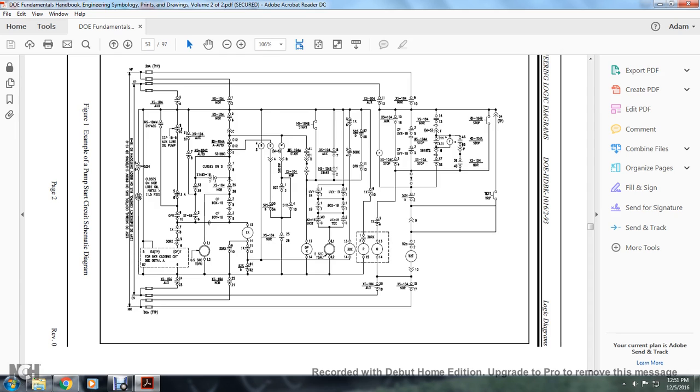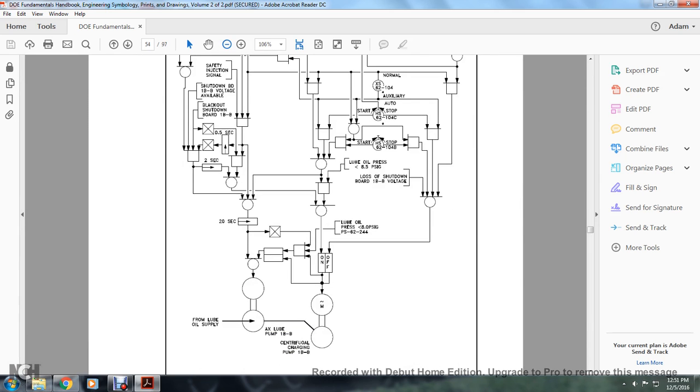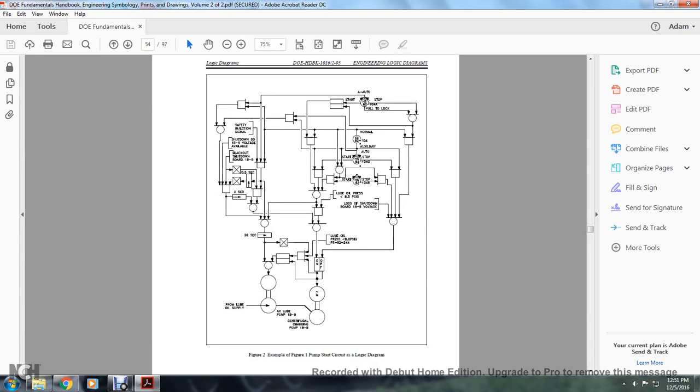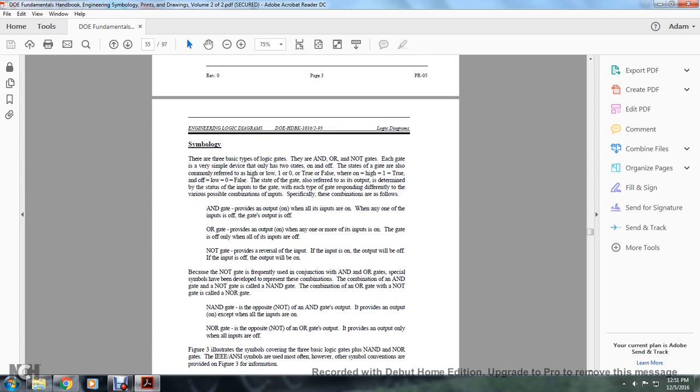Figure 1 is an example of a pump start circuit schematic drawing, where you see the fuses and these different circles, which mean different operating systems. Figure 2, example of a pump start circuit logic diagram, using rectangles and circles to represent symbology for different equipment.